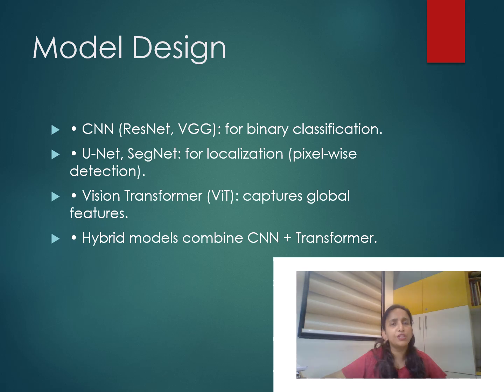Next come vision transformers, that is, ViTs. Transformers capture long-range dependencies in an image, useful for subtle or global manipulations. Next come hybrid models. Hybrid models combine both CNNs and transformers to get both local and global features. Choosing the right architecture depends on the type of forgery we want to detect.